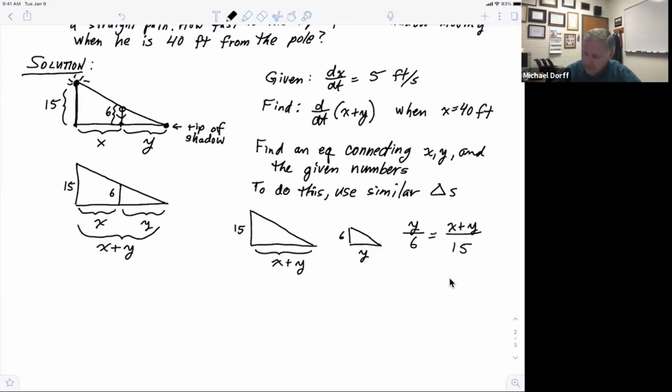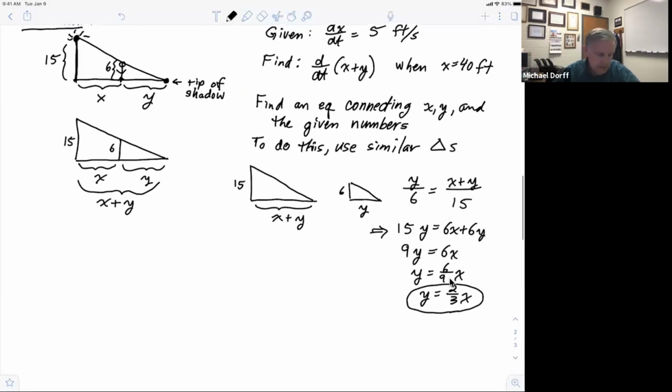So then I can use that equation, and by cross multiplying, I get 15y equals 6x plus 6y. If I bring the 6y to the other side, that's going to give me 9y equals 6x. Solving for y, I get y equals 6/9 x, or y equals 2/3 x. So that's going to be a useful quantity to help me in solving this problem.